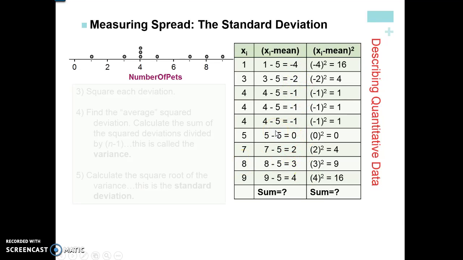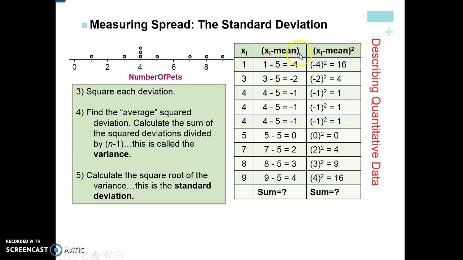Then what we're going to do is take that and square it. Well, why do we square it? We square it to make it positive, and that just tells us in general how far something is from the mean. It could be above or below the mean, but we always want our standard deviation to be positive.